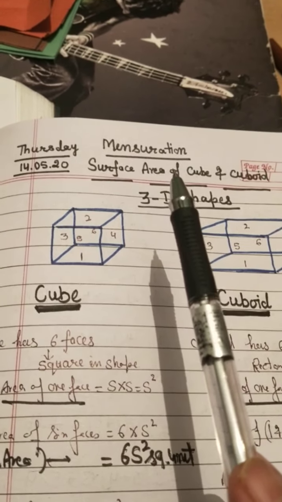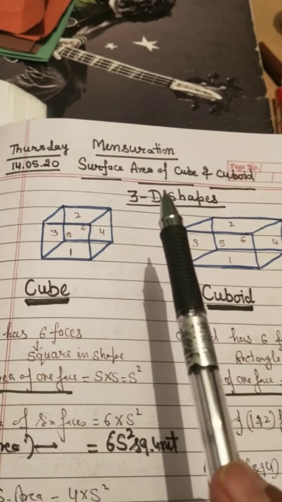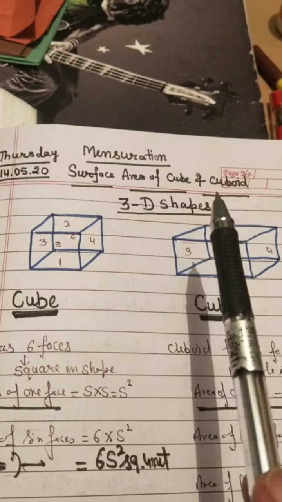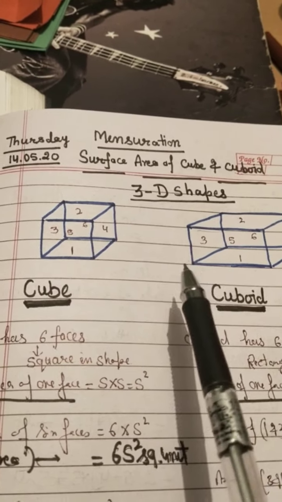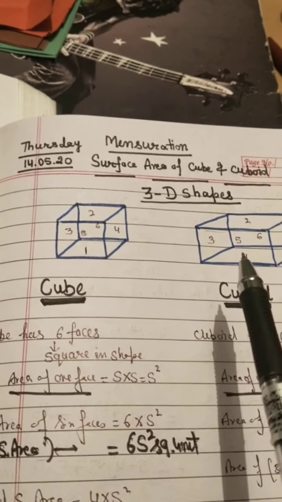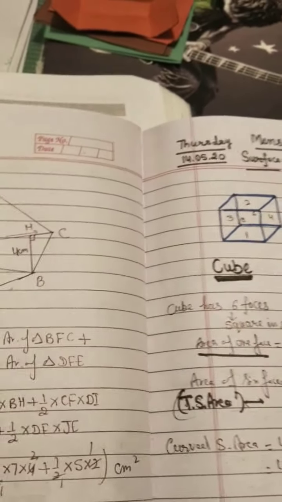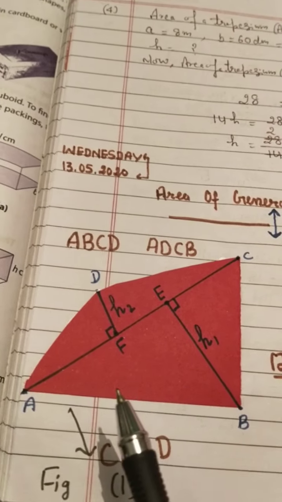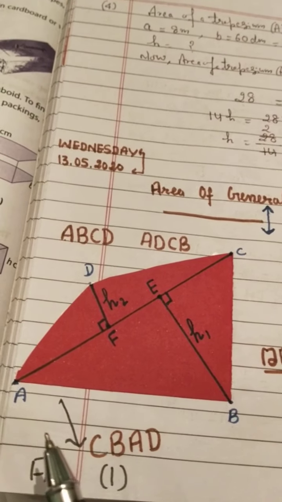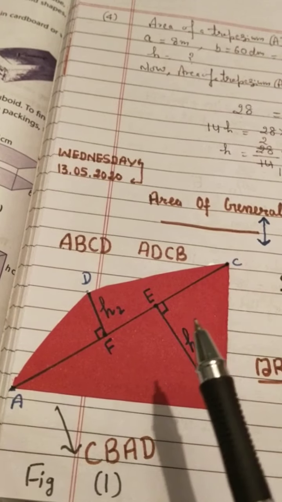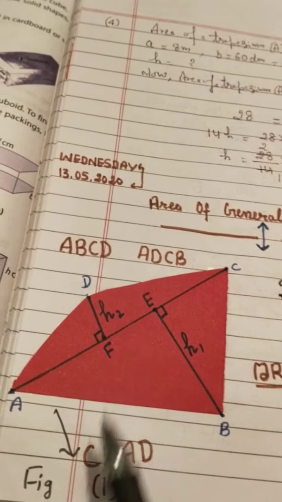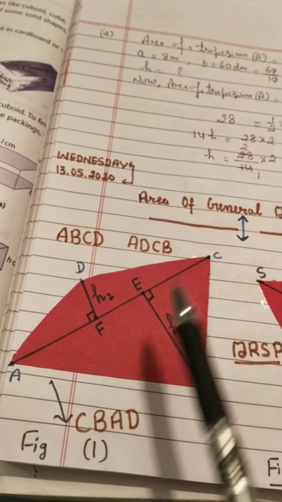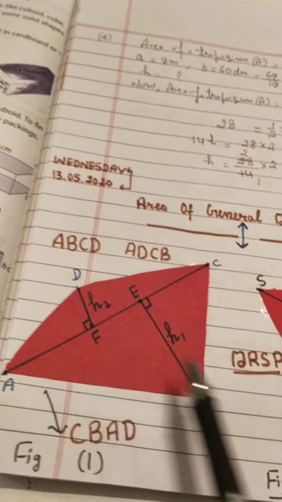Our chapter is mensuration, surface area. Today we start a topic, surface area of cube and cuboid. Yesterday, we found the area of a general quadrilateral. How can we find the area of a general quadrilateral? The area of a general quadrilateral is equal to half into diagonal into the sum of the perpendiculars on it. In quadrilateral ABCD, half into AC into (h1 plus h2).